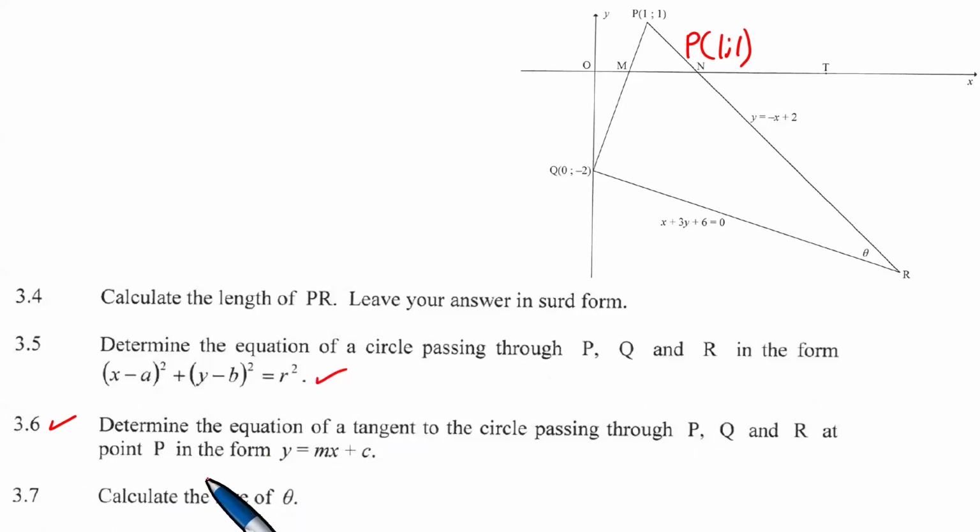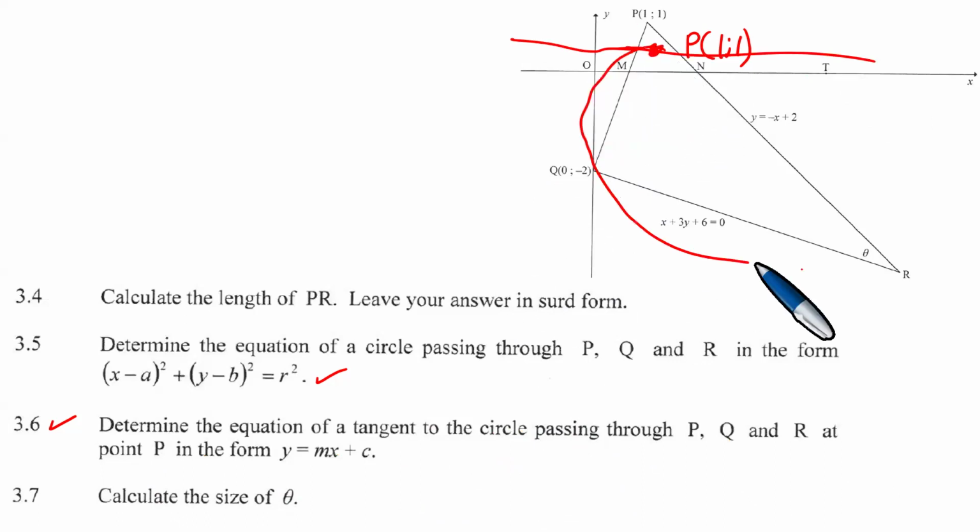But the examiner is saying, determine the equation of a tangent this time around to the circle passing through P, Q, and R at P in that form. There's a tangent at P. P is the point upstairs here, and therefore there's going to be a tangent at P, which is going to be a tangent to the circle. A straight line like that, and the circle passes through the point P, and you have this kind of diagram. This is a circle, but it's not to scale. I'm just trying to show the point P is just up there.